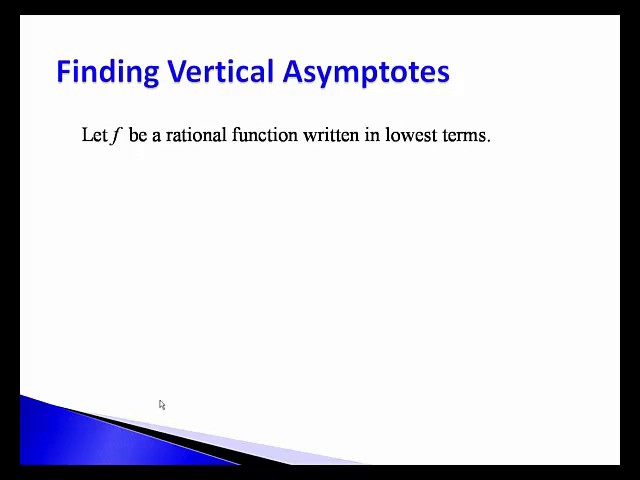Now let's look at finding vertical asymptotes. Let f be a rational function written in lowest terms. First of all, I've given you a rational function. The first question I have for you is, is it written in lowest terms?